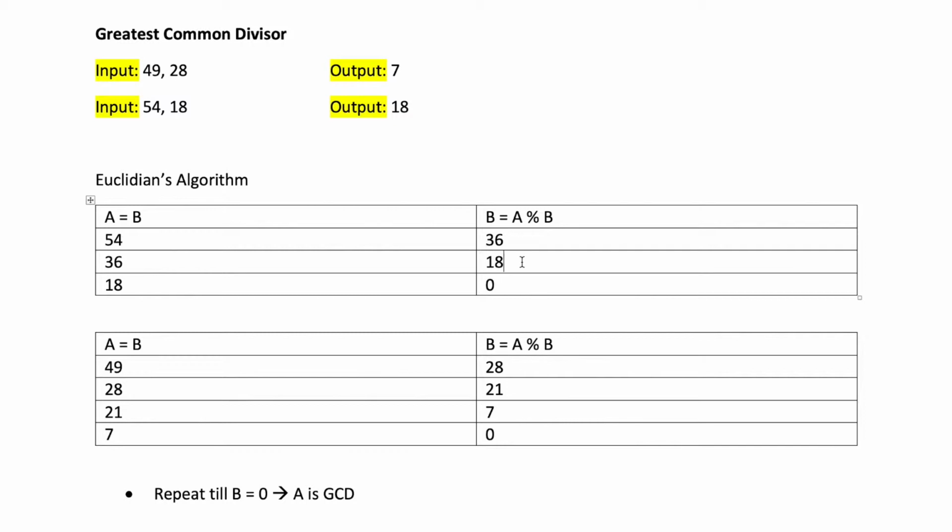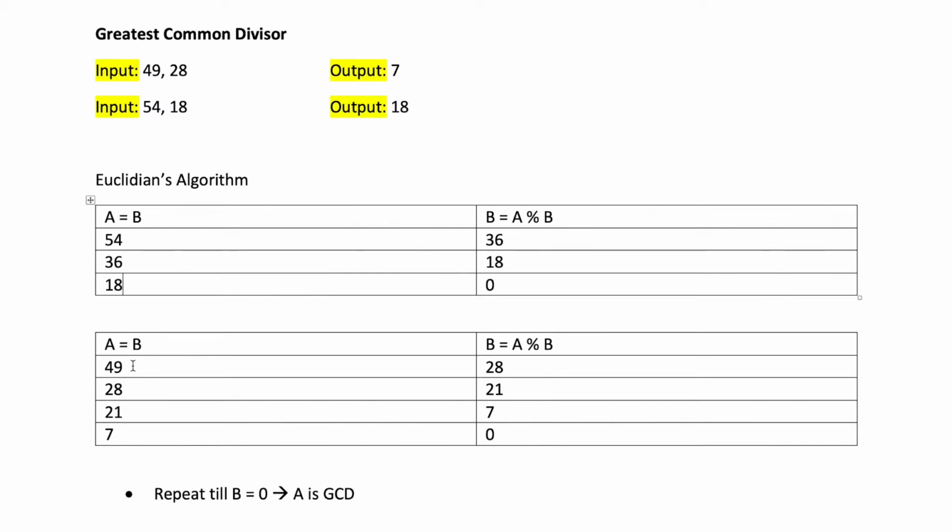So b is not equal to 0, so once again, a is going to equal 18, which was once b, and then b is going to equal 36 mod 18, which is 0. So now that b is 0, we know that we found our greatest common divisor, which is in fact 18. Let's do one more example to kind of make this more clear.